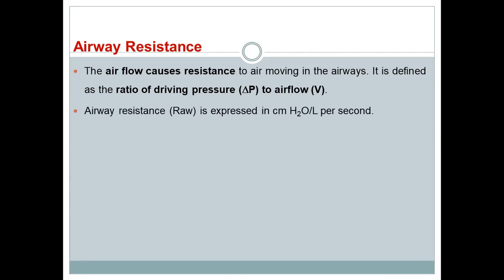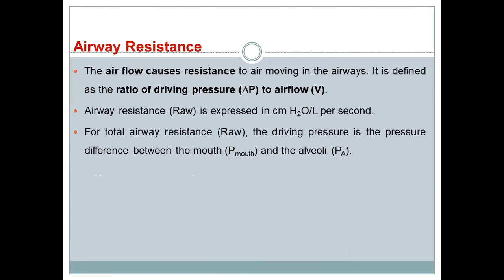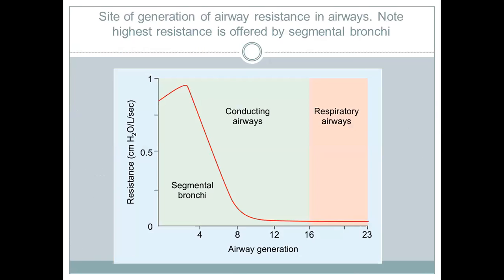This airway resistance, denoted as RAW, is expressed in centimeters of water per liter per second. For total airway resistance, the driving pressure is the pressure difference between the mouth pressure and the alveolar pressure. By this you can find out the airway resistance. It is a highly sophisticated investigation performed by pulmonologists.